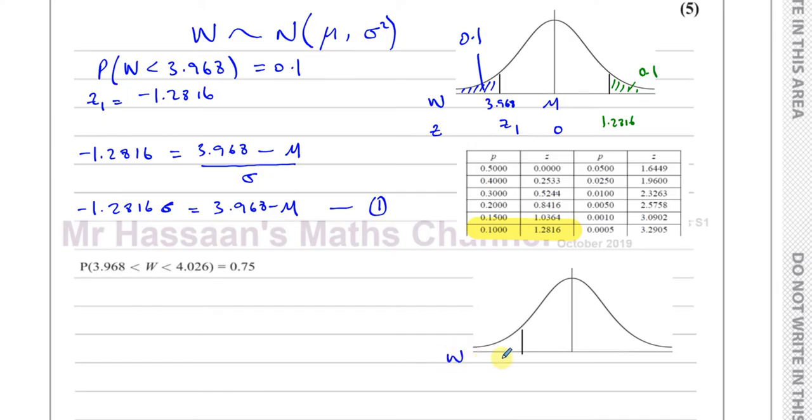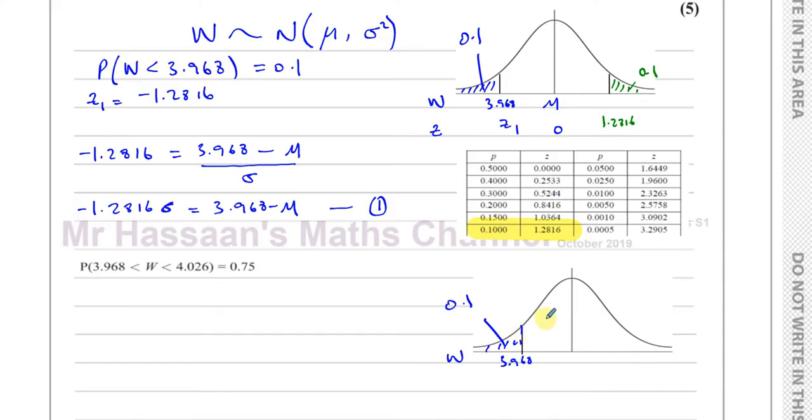Got our W value of 3.968. We know that this area is 0.1 already. We found that from the first part of the question. Now it says between 3.968 and 4.026, the probability is 0.75.